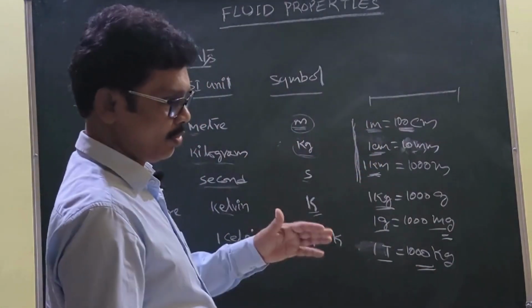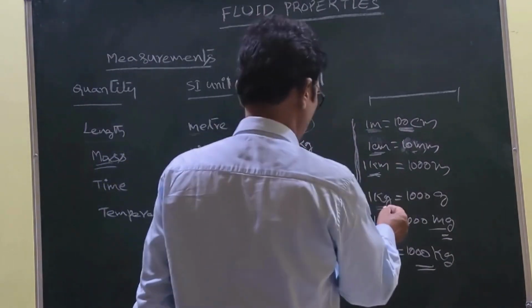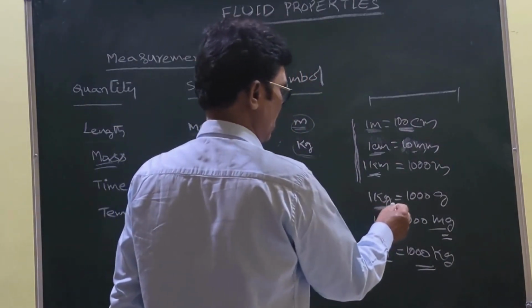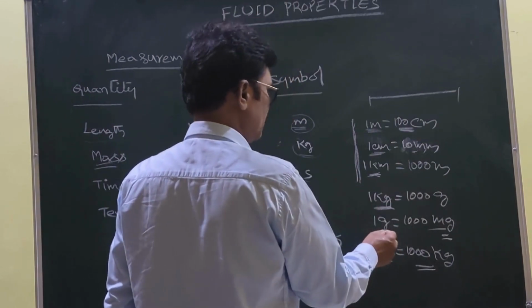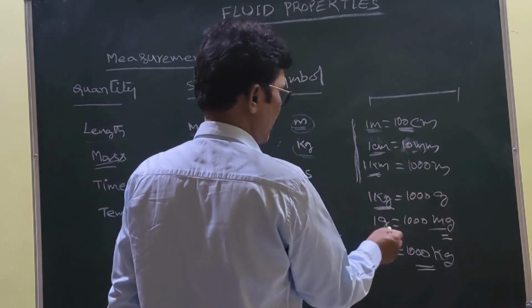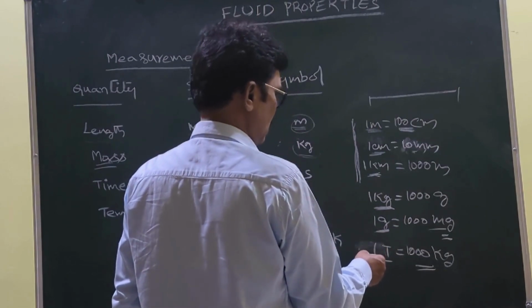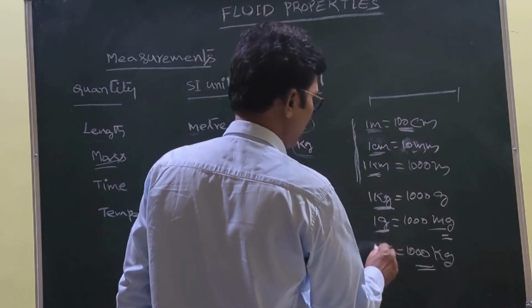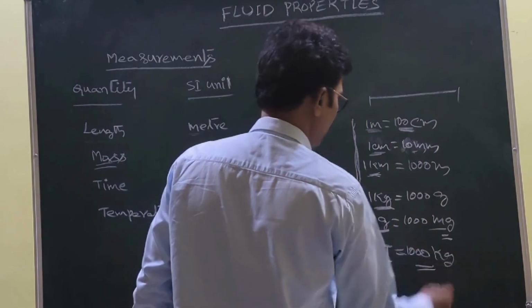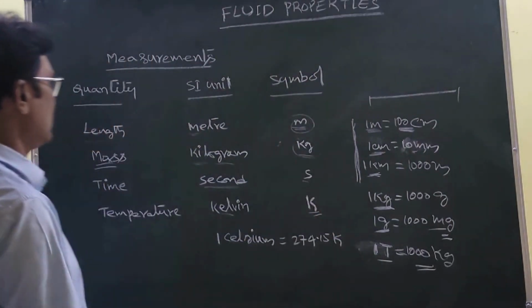Rice bags, for example, we can obviously measure in kgs. For small quantities we can go for grams. For huge quantities, 1 ton equals 1000 kgs. Like this we can convert kgs.